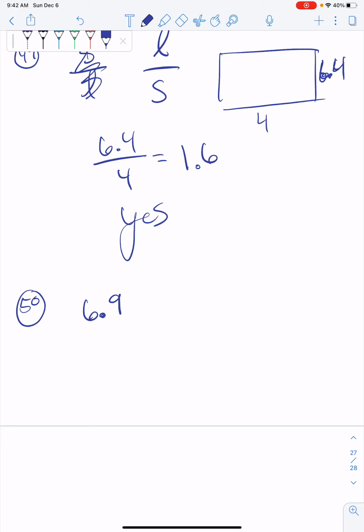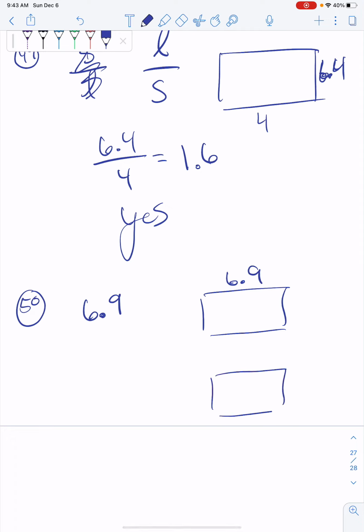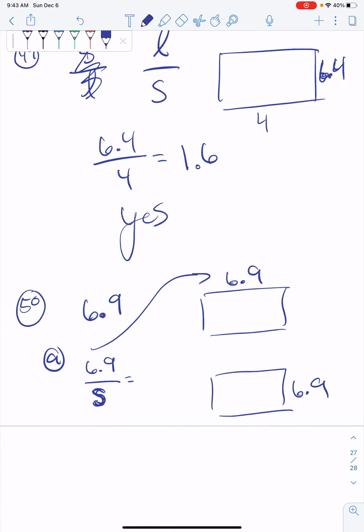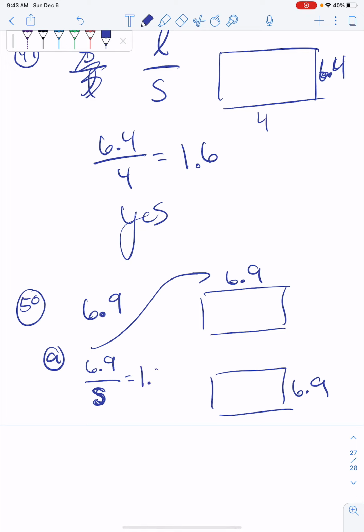Oh, a golden rectangle. Notice that, so I have a golden rectangle, and this side could be 6.9. Or I have a golden rectangle, and my short side is the 6.9. And it wants me to find out what the other side would be. Okay, so part A, if 6.9 is the long side, then 6.9 divided by the short side, that's not a 5, that's an S, divided by the short side has to equal 1.62. That's what it tells me to use for my golden ratio.